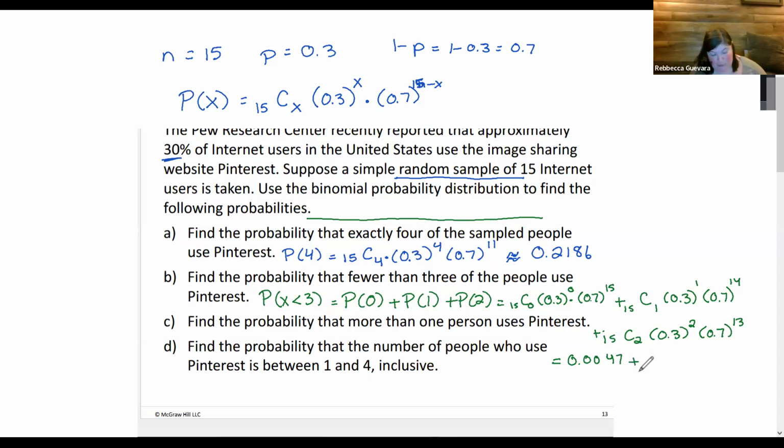The probability of 1 success is 0.0305. Make sure it goes in the same decimal places. The probability of 2 successes is going to be 0.0916.